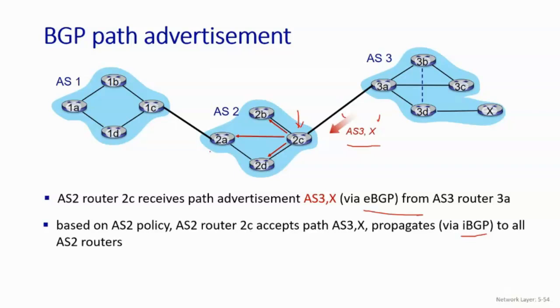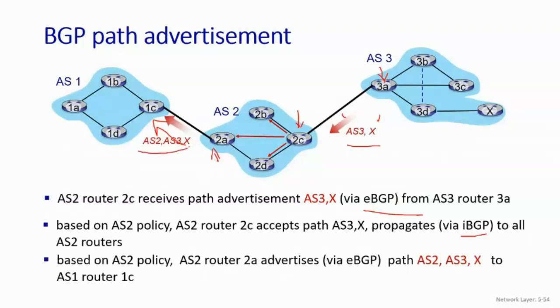Now here, 2a knows that X is reachable through this router. Now see, this is a new advertisement. AS3, X is a newly created advertisement by 3a. After receiving this advertisement, AS2 should also inform AS1. In that case, when it sends AS3's advertisement, it should add its own subnet address also. See the message, this is slightly different. When it transmits this advertisement to its nearest neighbor, it also adds its own subnet address.